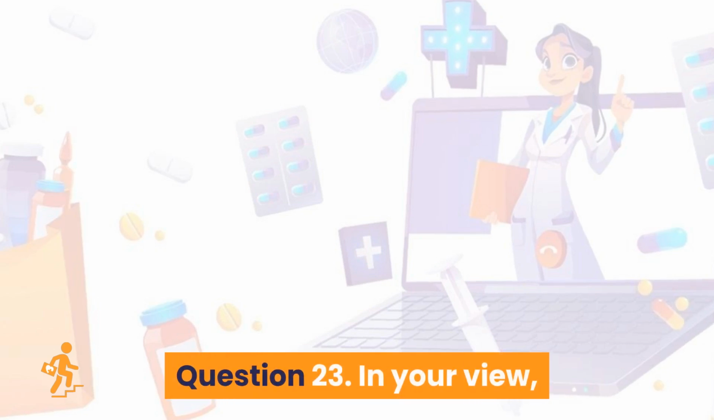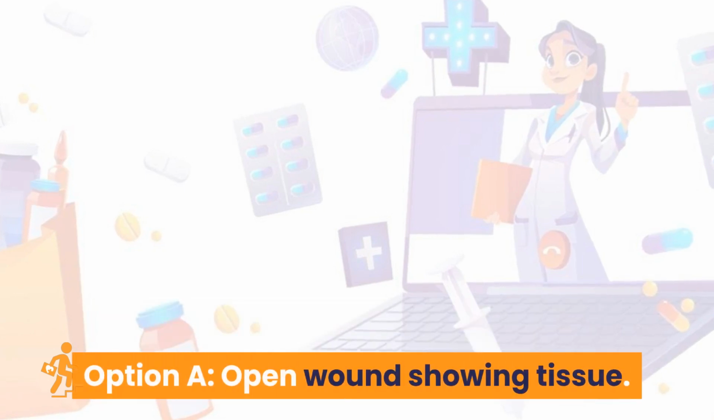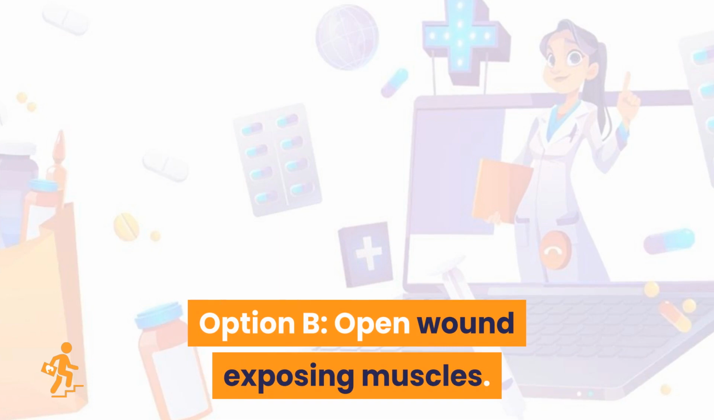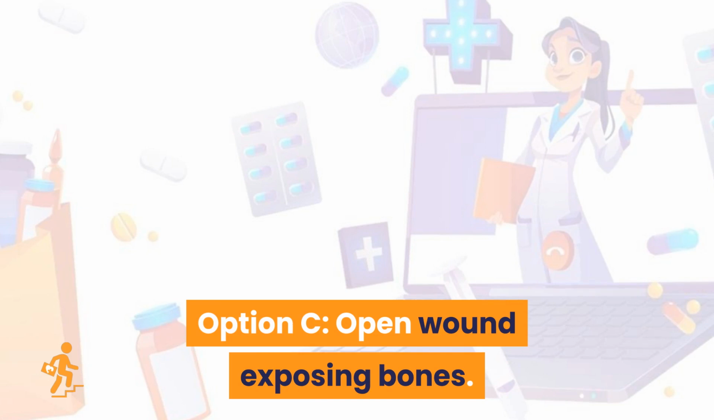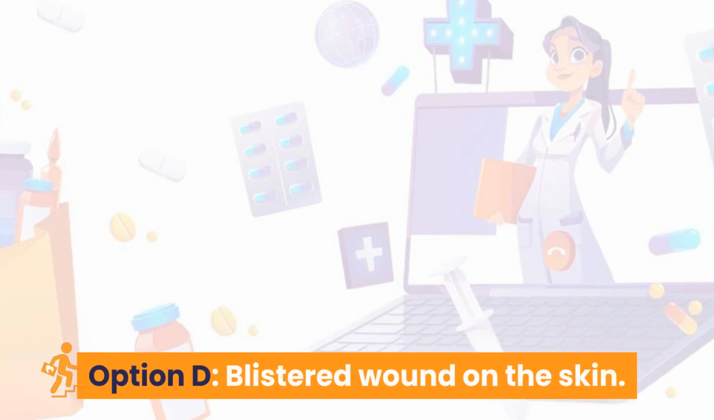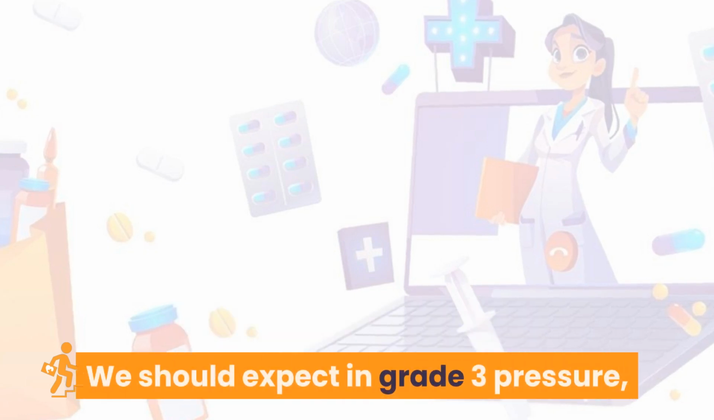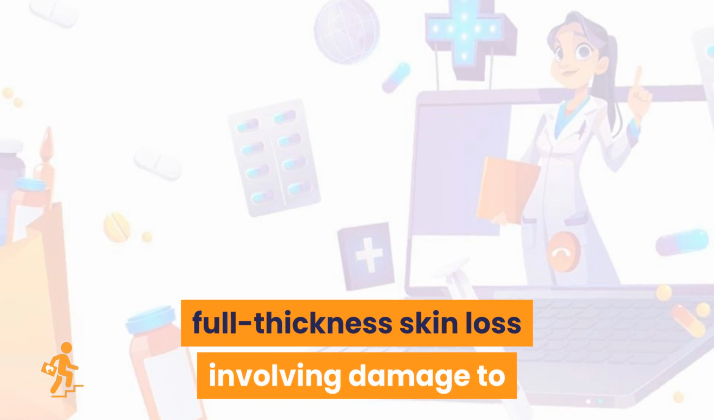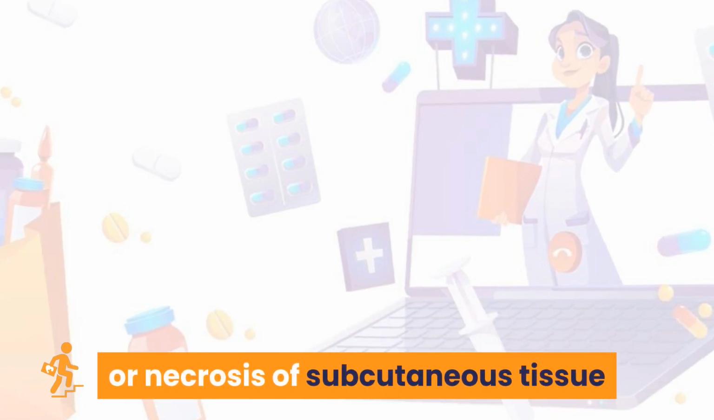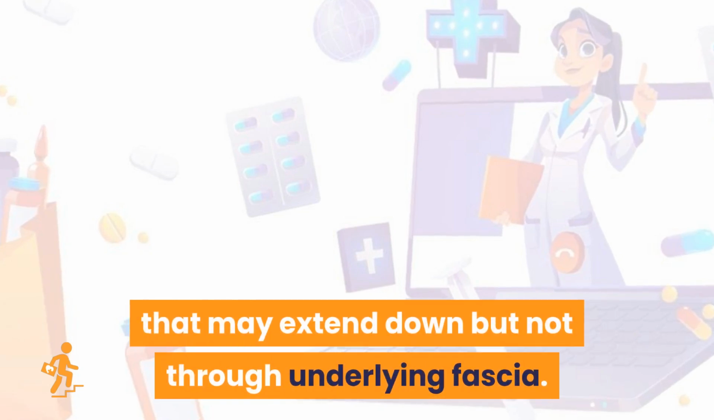Question 23. In your view, what do you expect to assess in a grade 3 pressure ulcer? Option A, open wound showing tissue. Option B, open wound exposing muscles. Option C, open wound exposing bones. Option D, blistered wound on the skin. Answer is option A. Open wound showing tissue. We should expect in grade 3 pressure, full-thickness skin loss involving damage to or necrosis of subcutaneous tissue that may extend down, but not through underlying fascia.